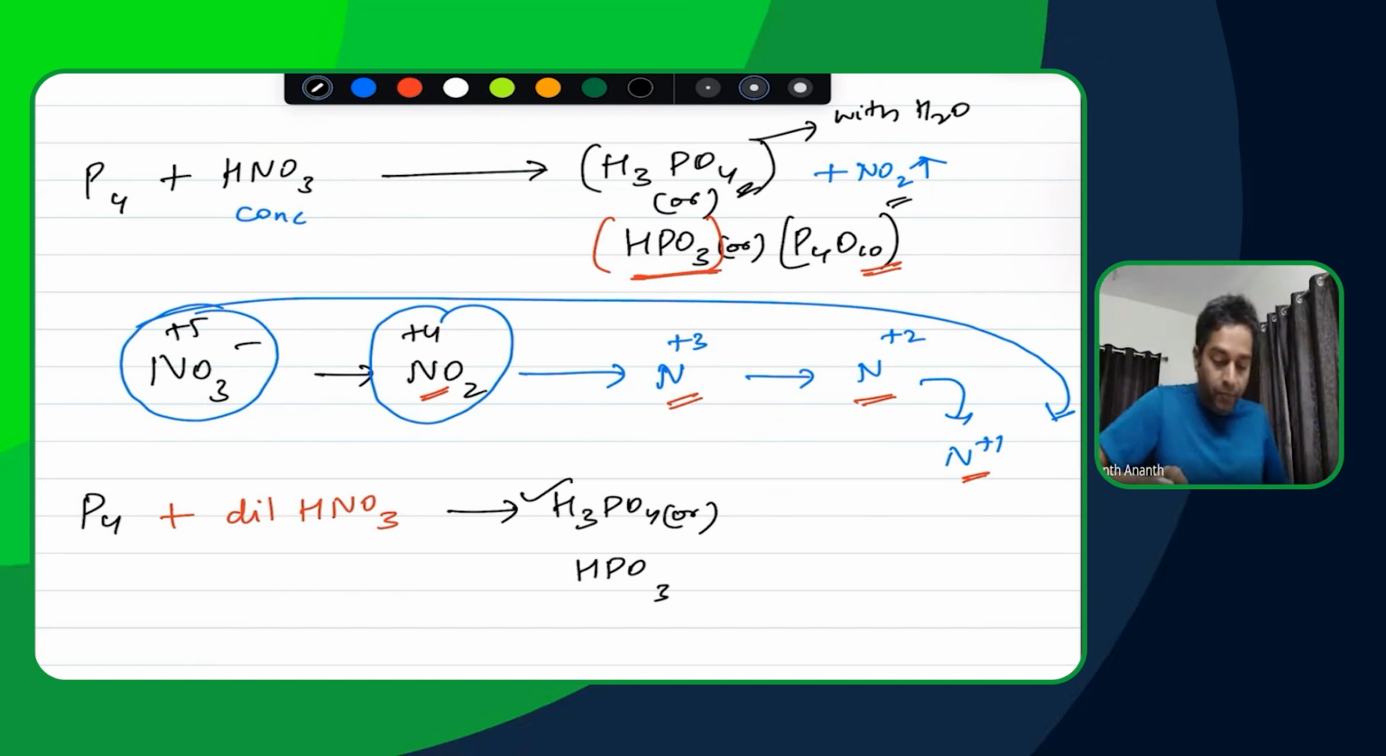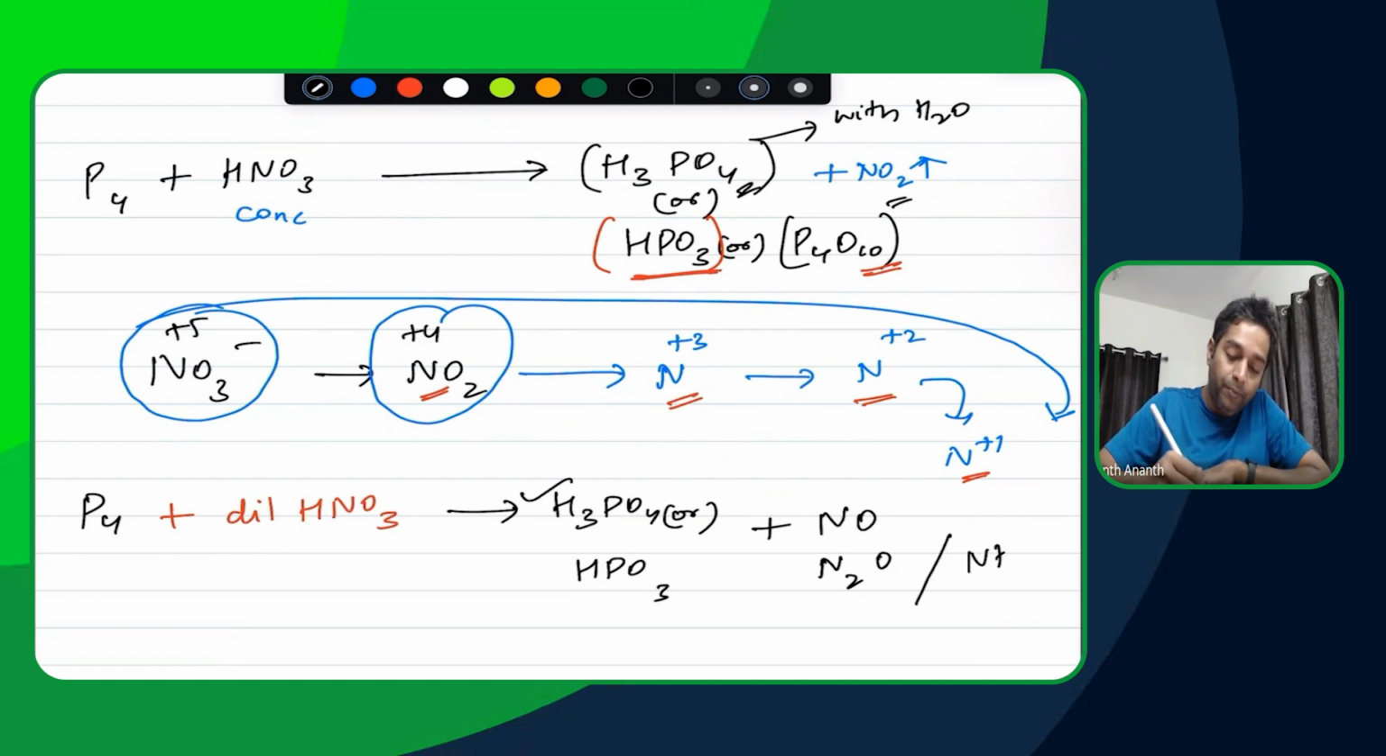Yeah. So you're going to be having H₃PO₄ obtained here mostly, but at the same time, the other product can be NO, N2O, and if you are having extremely dilute nitric acid, the usual product obtained will be ammonia or some kind of ammonium salt, usually, if you are having extremely dilute nitric acid used as an oxidizing agent.